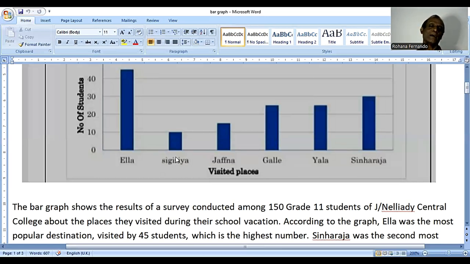Actually, I have seen in many draft descriptions of the students, they write just like it is 45 students, right? It is 45 students. But grammatically it's okay, but it's not the best way. Therefore, it's better to say Ella was the most popular destination visited by 45 students, which is the highest number.